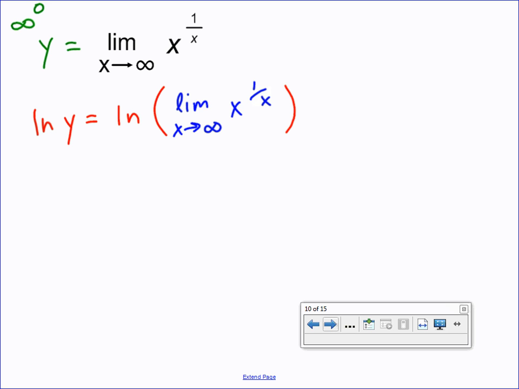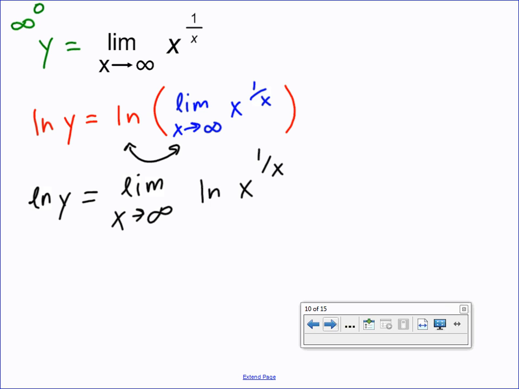Is my function continuous then? Well, yes, my function is continuous. I've got no problems there. But we're going to use the function interchange theorem so that we can flip the position here of my limit and my logarithm. We're not going to do the log of the limit, we're going to do the limit of the log. So we'll go ahead and leave the left-hand side alone. Still natural log of y. We're going to apply the function interchange theorem for continuous functions, which allows us to consider the limit of the natural log of x to the 1 over x.